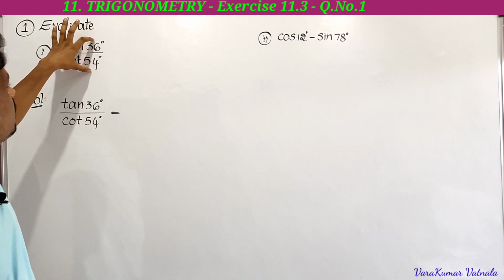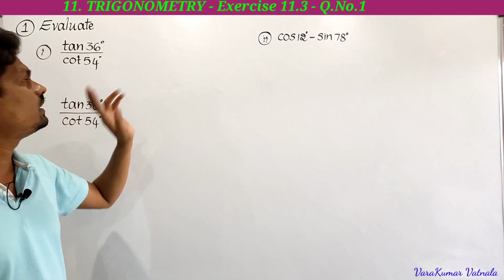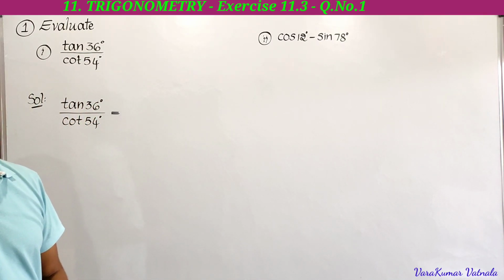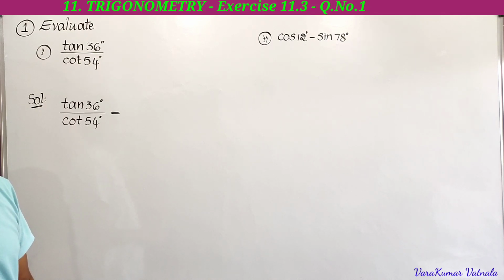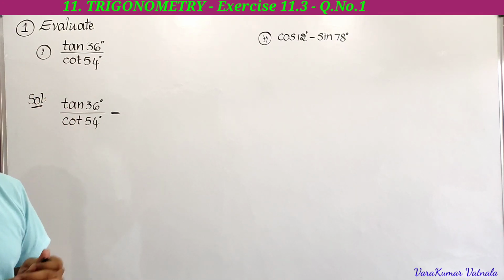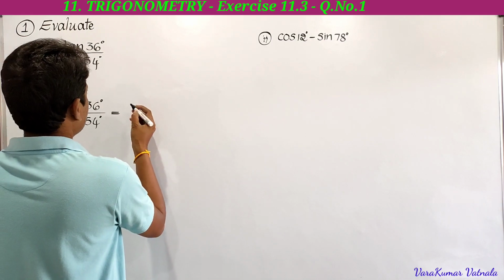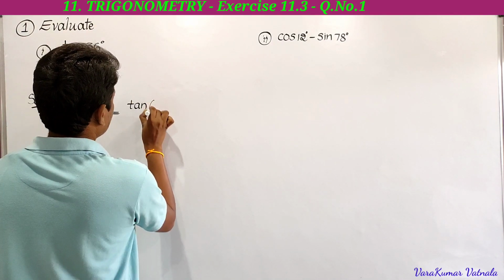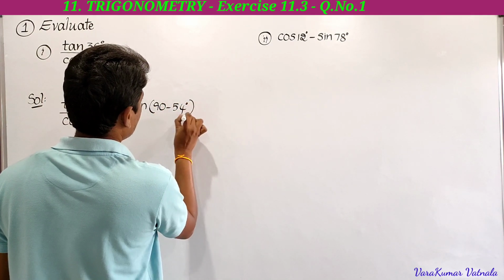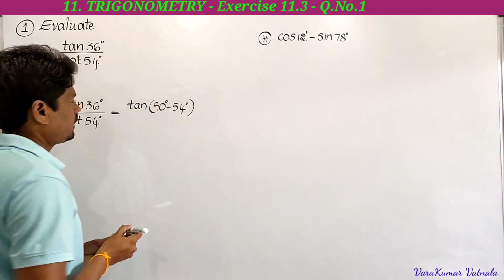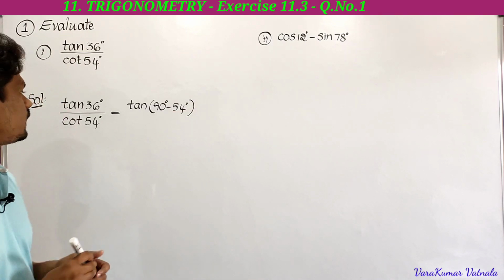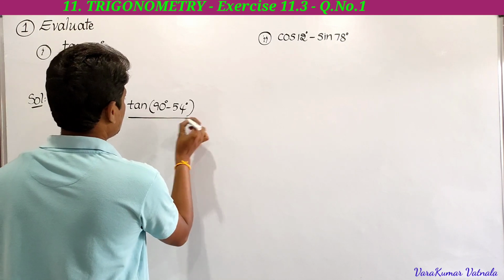Just by adding these two, we can understand the sum of these two is equal to 90. 36 degrees plus 54 degrees is equal to 90 degrees. So we have to understand that these are related to the complementary angles. See here, how can we solve tan 36 degrees divided by cot 54 degrees? Now I am writing tan 36 as, 36 can be written as 90 minus 54 degrees, divided by cot 54 as usual.